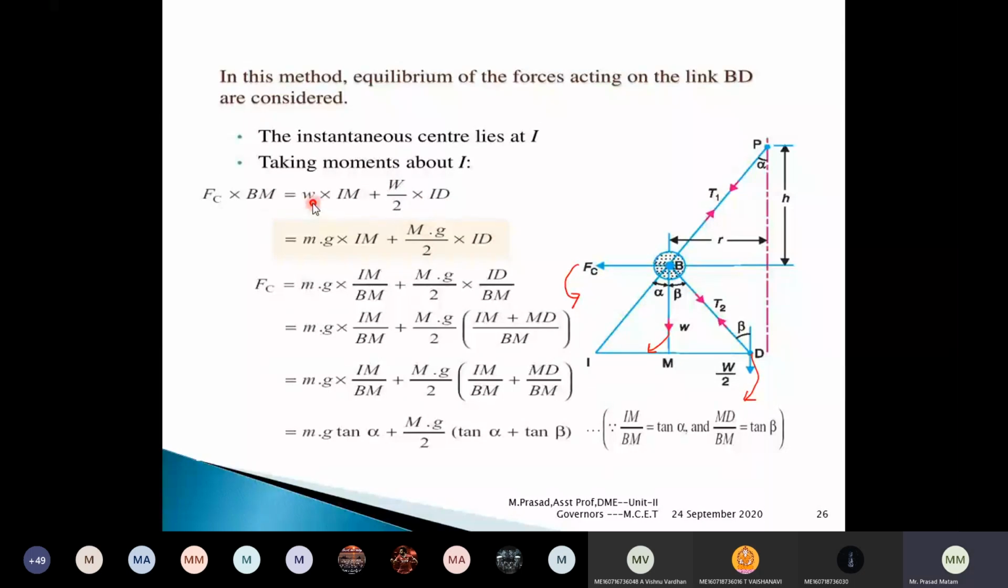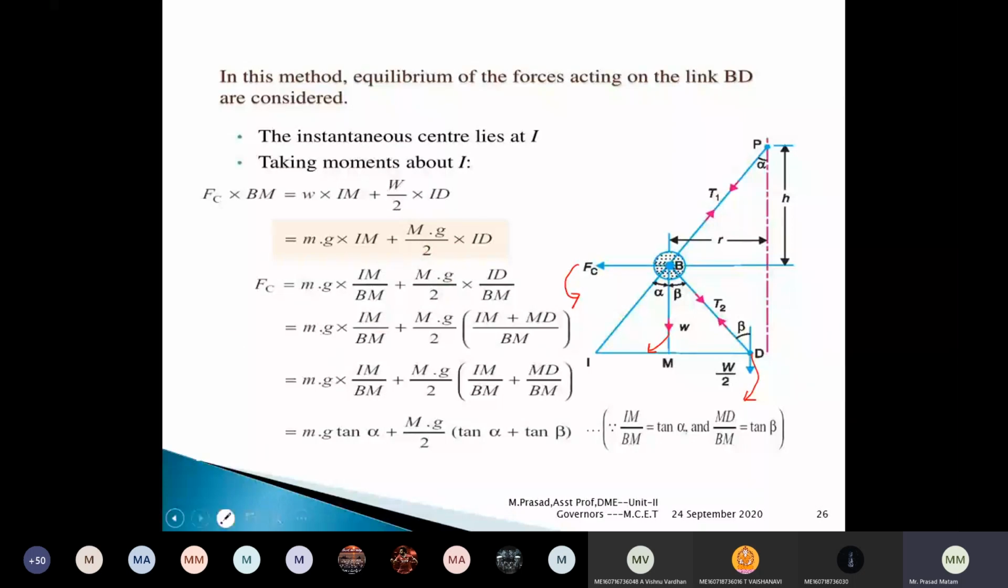So what is W? You can write it as m into g into Im plus capital W, capital Mg by 2. You can see the difference between small m and capital M. Small m is the mass of the ball and capital M is the central load acting on the sleeve. That's why I wrote Mg by 2. Only half of the load is acting into ID.